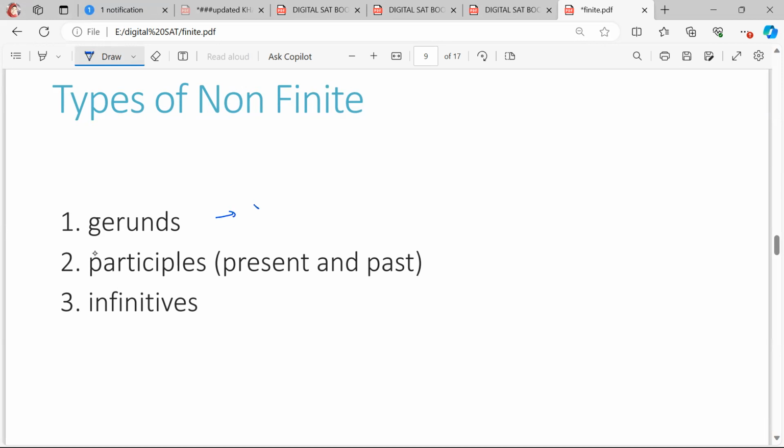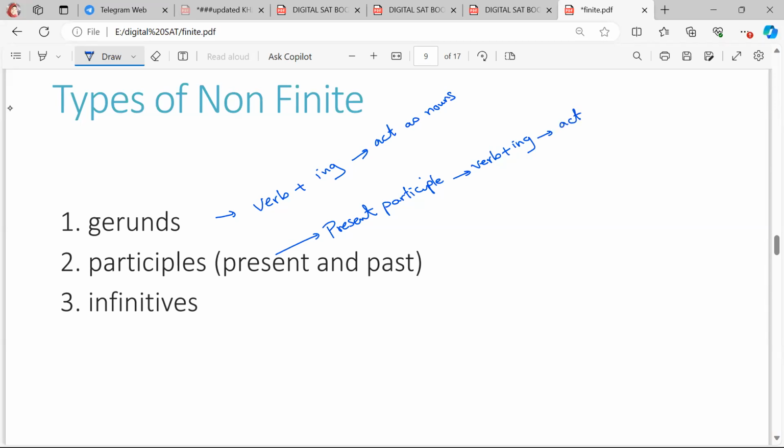Gerunds consist of verb plus ing. Present participle also consists of verb plus ing. So what is the difference between a gerund and a present participle? The gerunds will act as nouns, while the present participles will act as adjectives.